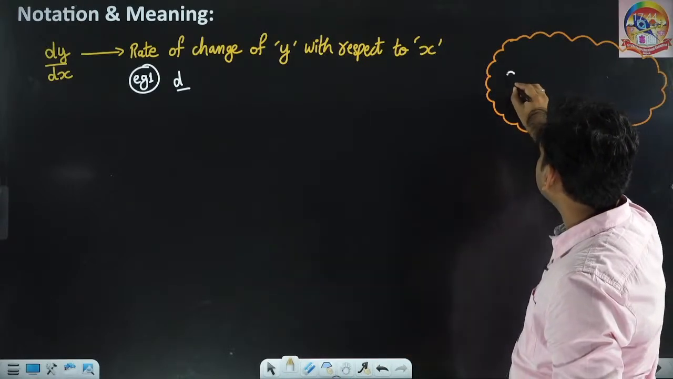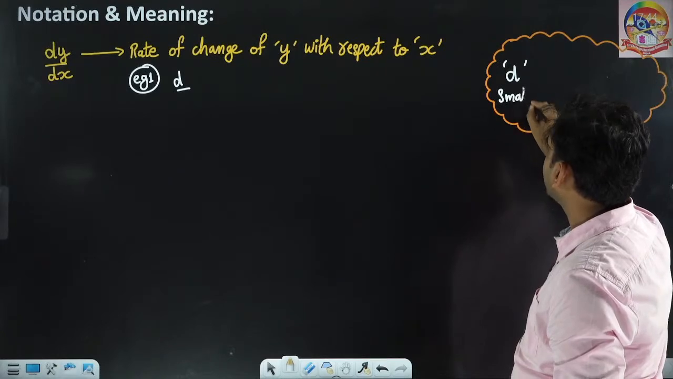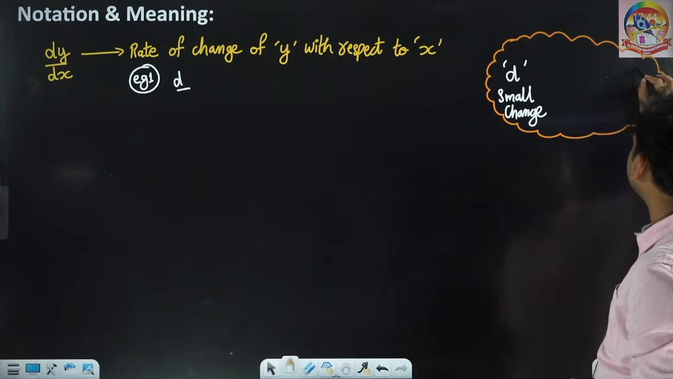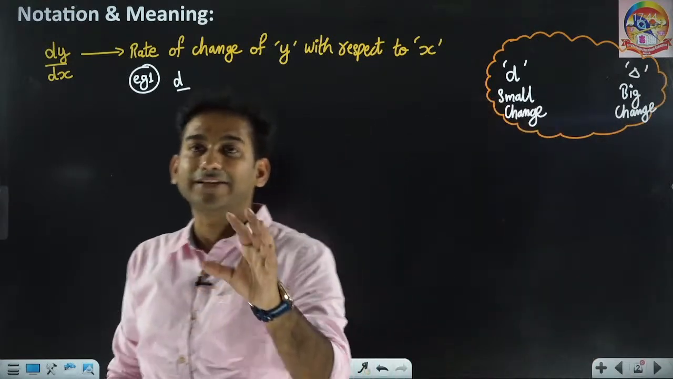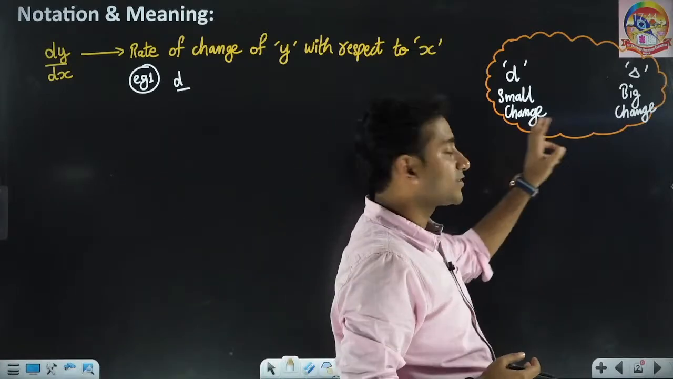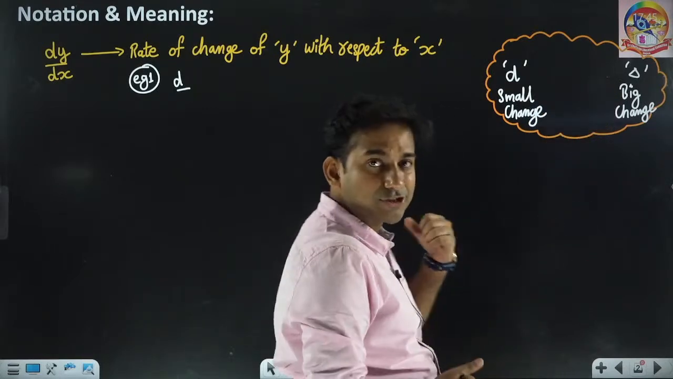So see, there is a notation d which means small change, and delta means big change. Calculus is basically the study or science of changes, you can say, the mathematics of changes. You have to deal with changes, okay? Changes are of two types. d means small change, delta means big change.